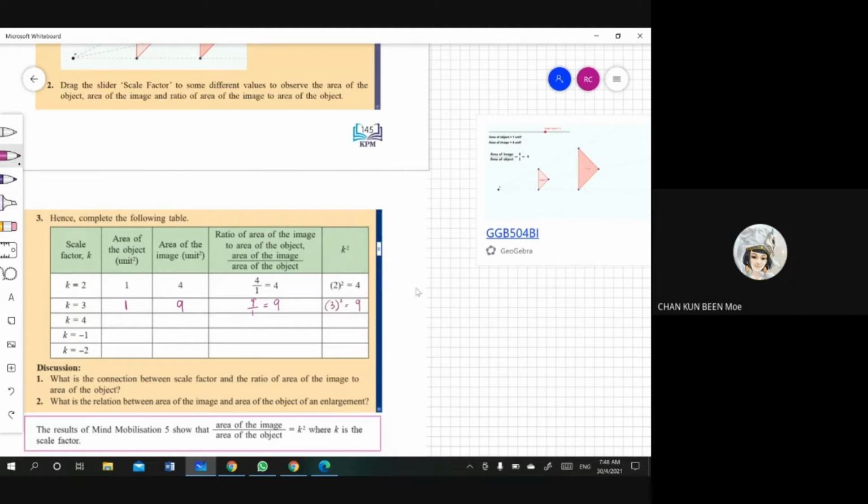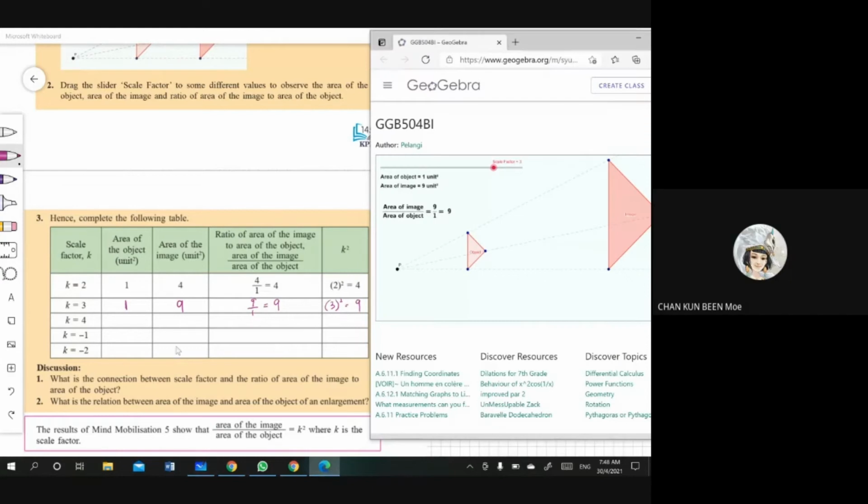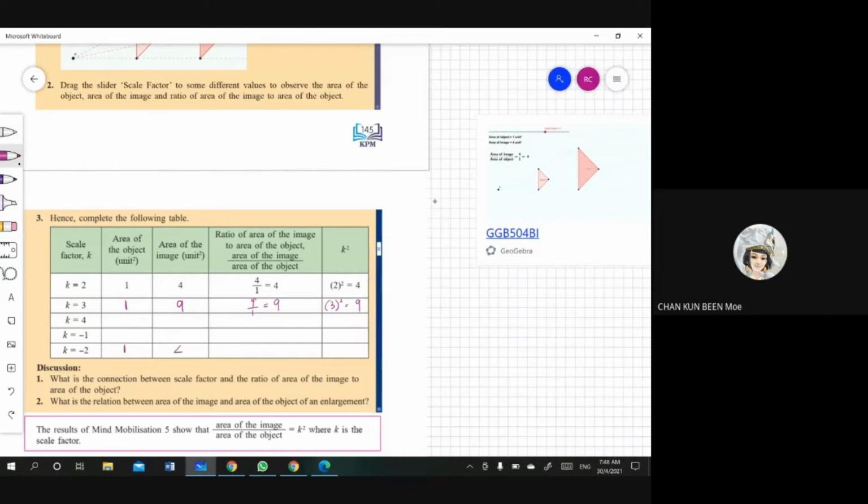Okay, so this is one of it. Now, I'm going to choose another one, which is negative. For example, negative 2. So I'm going to move backward to get negative 2. So this is negative 2 right now. The area of the object is still 1 and 4 for the image. So the area of the image over the area of the object will be 4 over 1, equal to 4. And then this will be negative 2 squared, equal to 4.